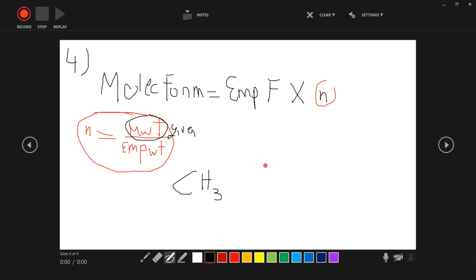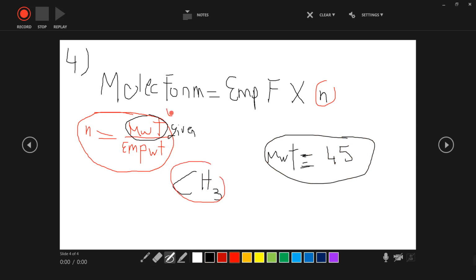Okay, I told you that the molecular weight of this compound is, for example, we can say 45. Okay, and in the problem you were able to calculate the empirical formula, and the empirical formula was CH3. So the molecular weight is 45. What is the empirical weight? I will calculate the empirical weight from the empirical formula. Carbon is 12, 12 plus 3, 15. What I will do? I will do 45 divided by 15. It will be 3. So n equals 3.